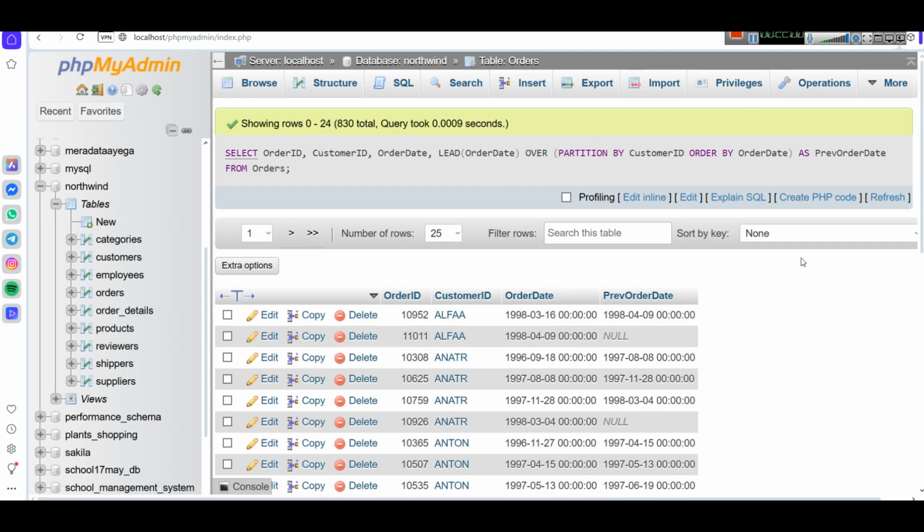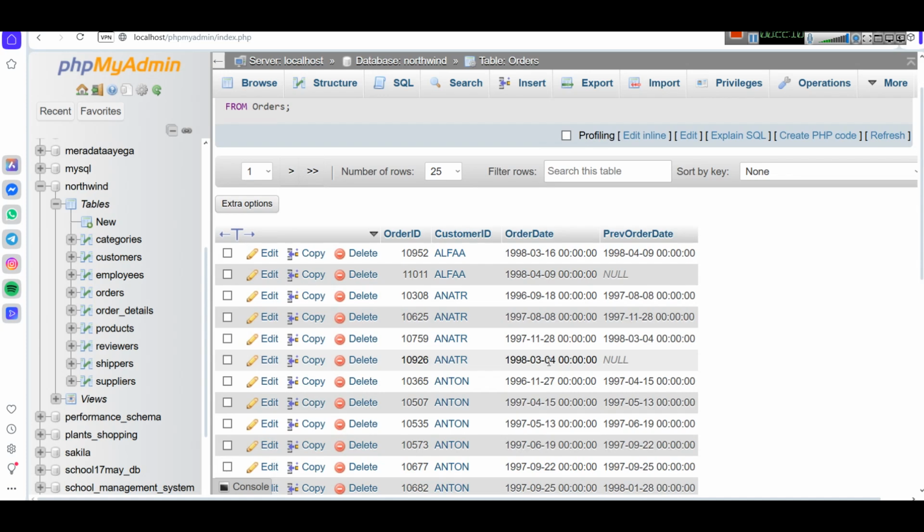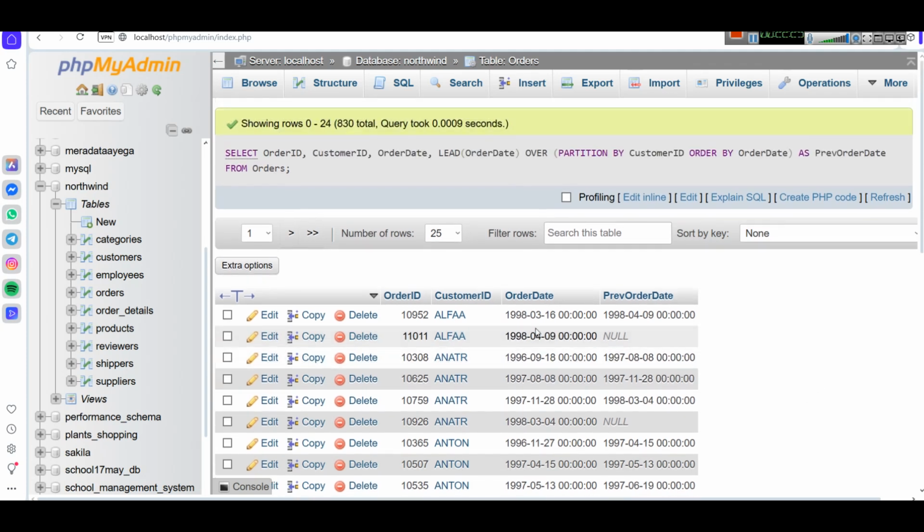What will be the difference between lag and lead? Positions will be changed. It is telling you what was the last date when this customer ordered, isn't it? That this was the last date when this customer ordered. After this, the customer never ordered, right? So what was the last order date of this customer? First order date of this customer.